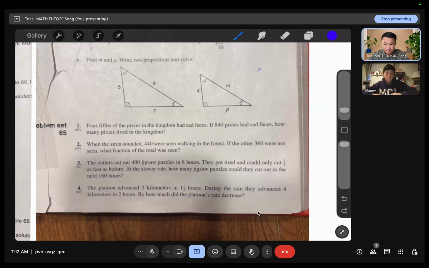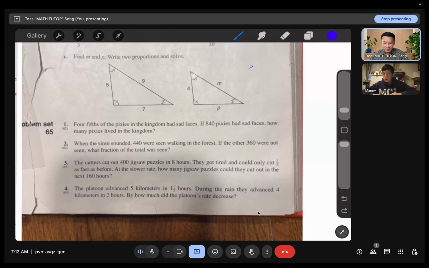4/5 of the pixies in the kingdom had sad faces. Okay. If 480 pixies had sad faces, how many pixies lived in the kingdom? What do you think here? How would you do this?